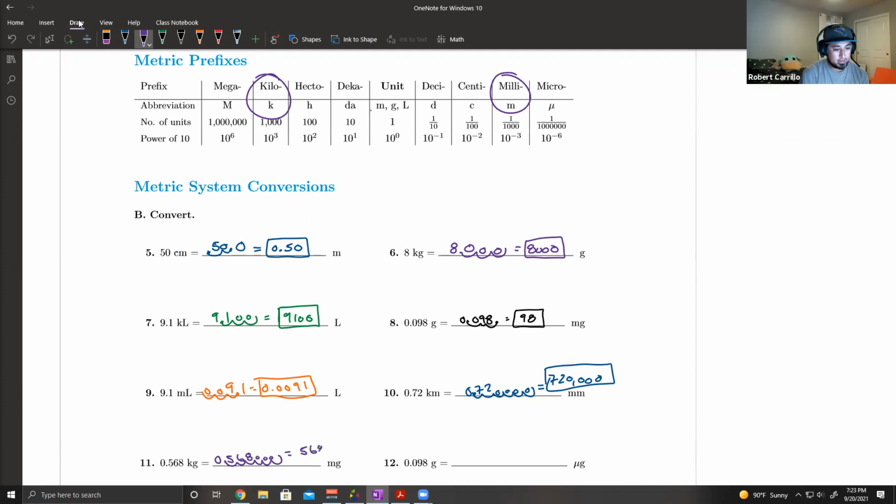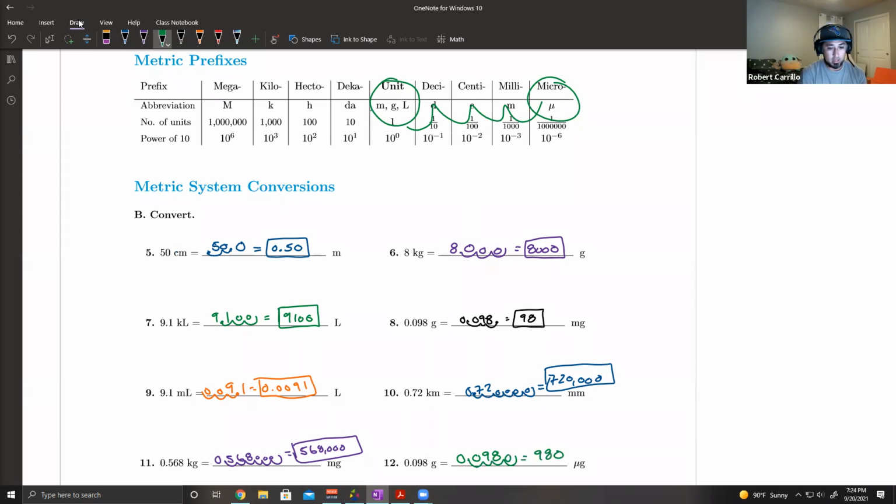So 568,000 milligrams. Okay. And then grams to micrograms. So we have 0.098 grams to micrograms, right? So here's grams, here's micro, and 1, 2, 3, 4. So 0.098 and go 1, 2, 3, 4. 980 micrograms.